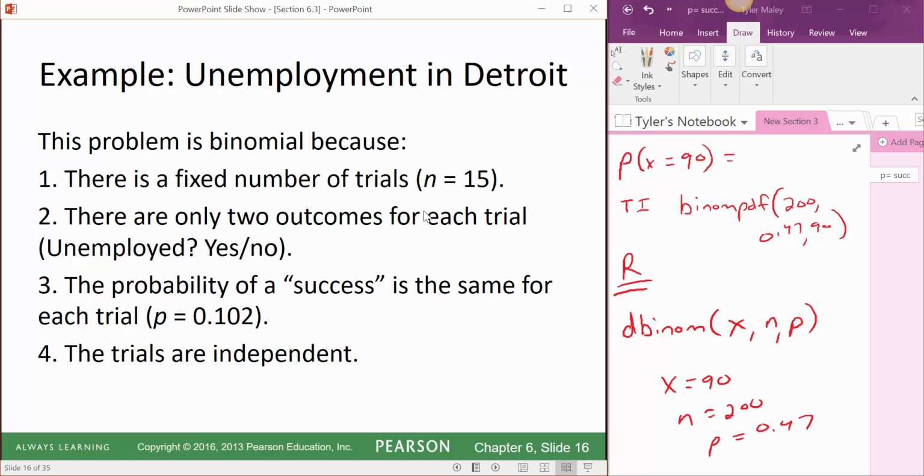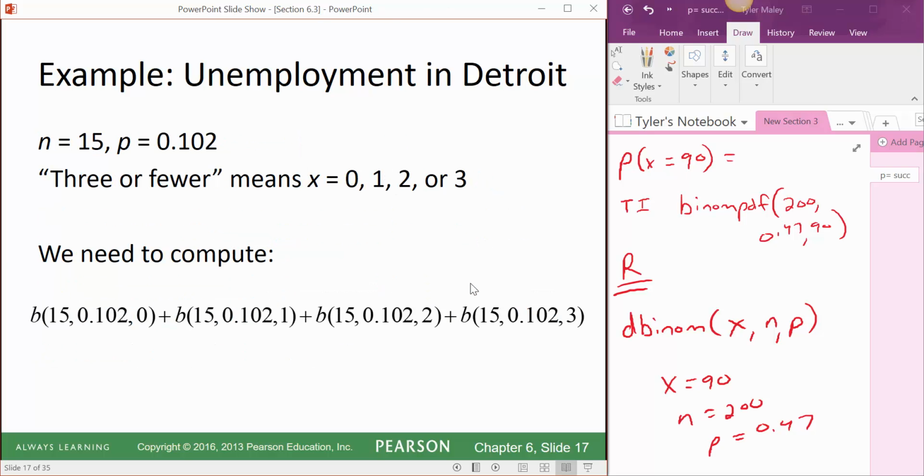Right, so again, check to make sure it's binomial. So do we have a fixed number of trials? Yes, right? n is 15. Number 2, are there only 2 outcomes? Yes, right? It's yes or no. 3, the probability of success is the same for each trial. Yes, right? That is 0.102. And my trials are independent, right? So we have all those conditions met.